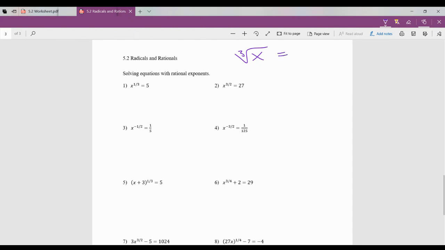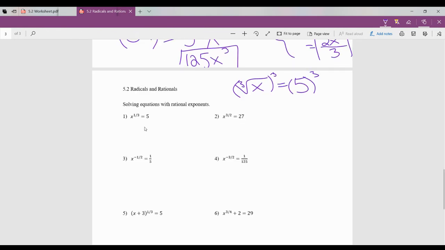equals 5. So now let's think about how you would undo the cube root. Well, you would get rid of the cube root by cubing both sides. So we're going to do that same exact idea. We're going to raise both sides, and what we want to do is get rid of the 1/3 here. So we raise both sides as an exponent to the reciprocal.